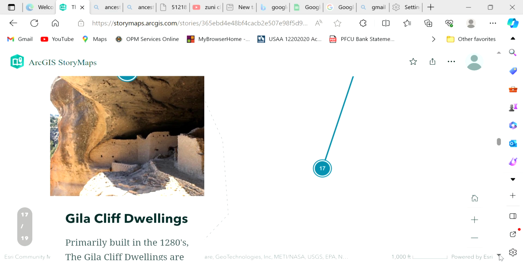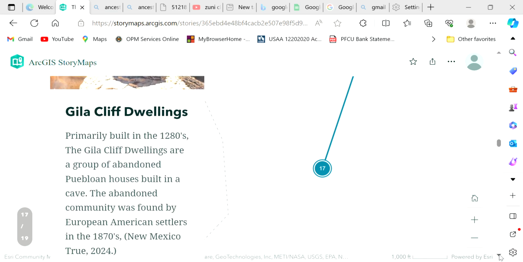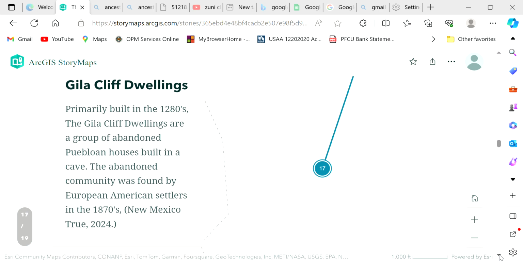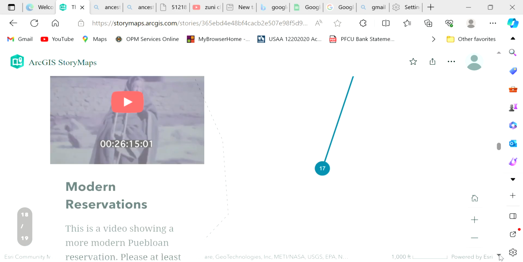And this is an image of today of the Gila cliff dwellings. Primarily built in the 1280s, the Gila cliff dwellings were a group of abandoned Puebloan houses built in a cave. The abandoned community was found by European American settlers in the 1870s.